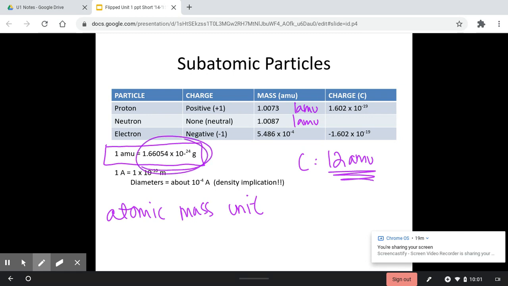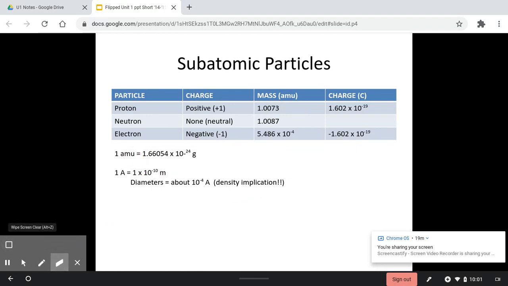You can see I have listed out actual mass for anyone who's interested in that. Again, you don't need to know actual mass. You need to know relative mass. So if a proton is a 1, then a neutron is a 1, and then an electron is a 0.